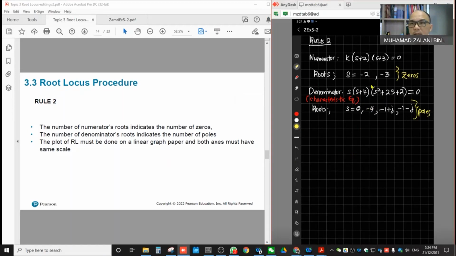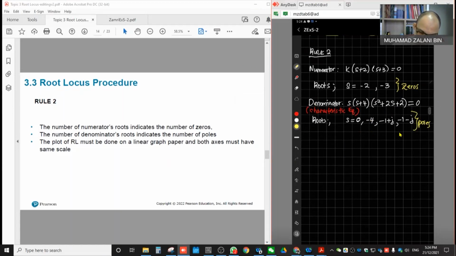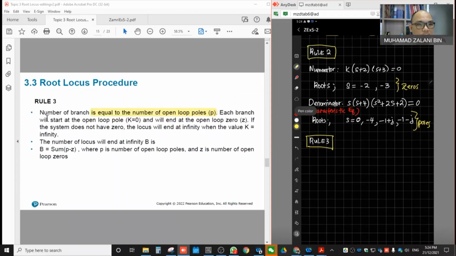Once we get the poles and zeros, we can proceed to another rule, which is rule 3. Rule 3 states that the number of branches is equal to the number of open loop poles. We have 4 poles, meaning that we have 4 branches, 4 lines of locus.